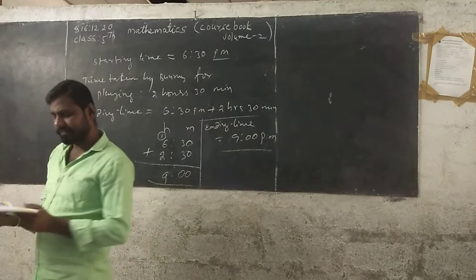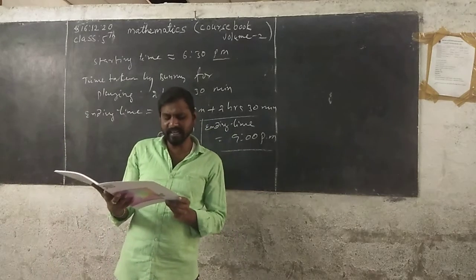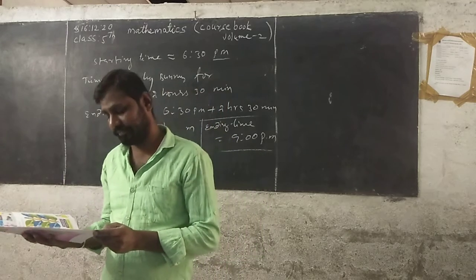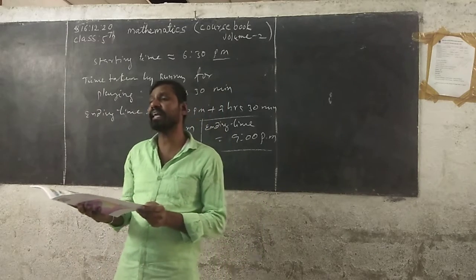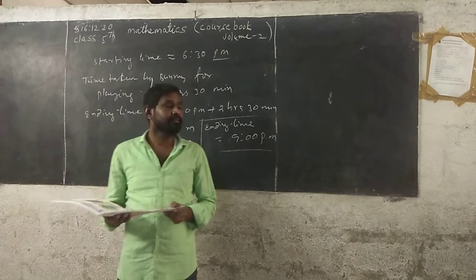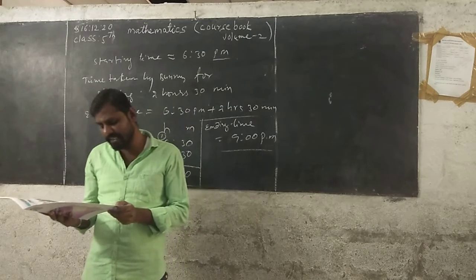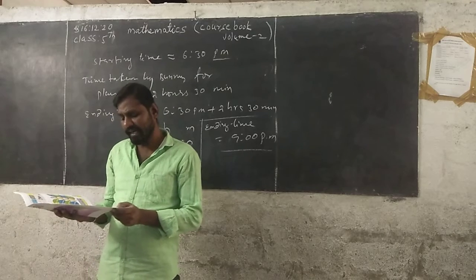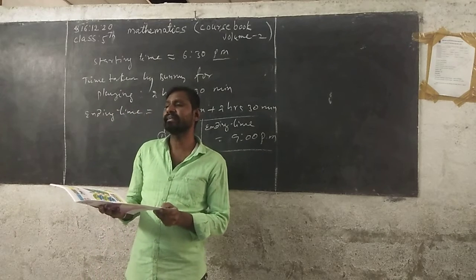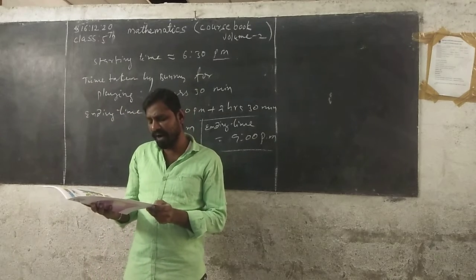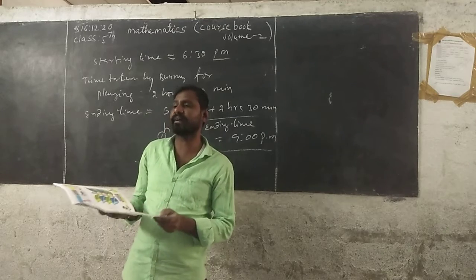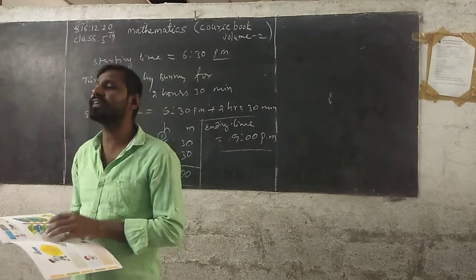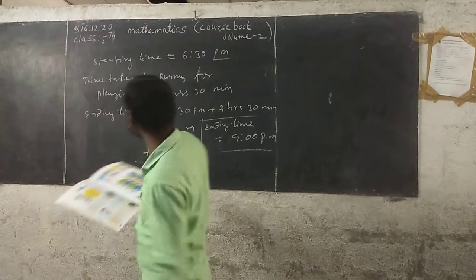Now next one. Kiran's favorite television program started at 8:20 p.m. Kiran is watching TV. The favorite program started at 8:20 p.m. and ended at 9:05 p.m. How long did it last? How long did he watch the TV? You can find out the duration of time. See here, on the blackboard, everybody.